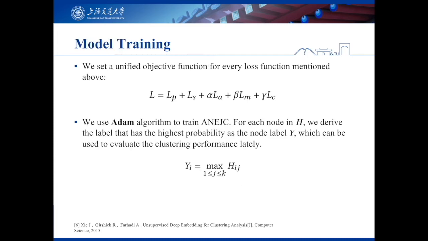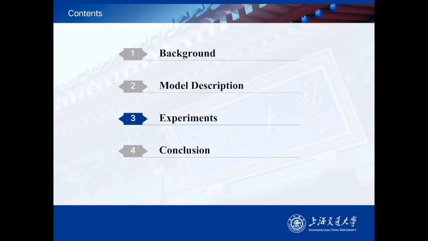In order to jointly optimize the tasks of dimension reduction and clustering, we set a unified objective function for every loss function mentioned above. We use the Adam algorithm to train ANEJC. For each node in H, we derive the label that has the highest probability as the node label Y, which can be used to evaluate the clustering performance later.